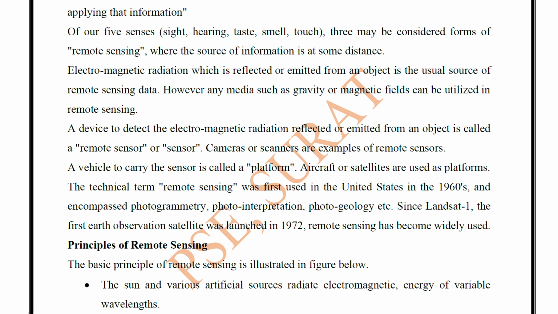The technical term remote sensing was first used in the United States in 1960 and encompasses photography, photo interpretation, photogeology, etc. Since Landsat 1, the first Earth observation satellite, was launched in 1972, remote sensing has become widely used.